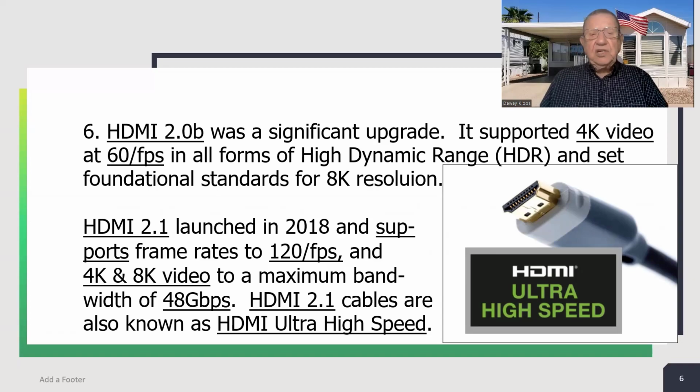HDMI 2.1 launched in 2018. Now that's new, 2.1. Launched in 2018 and supports frame rates to 120 frames per second, doubled it, and 4K and 8K video to a maximum bandwidth of 48 gigabits per second. HDMI 2.1 cables are also known now as HDMI Ultra High Speed. Note the logo to the right, and those are the cables you need to buy. Don't ever buy anything less than that.